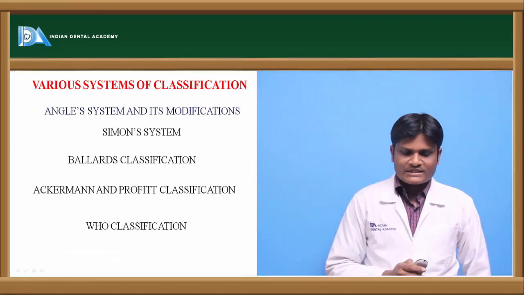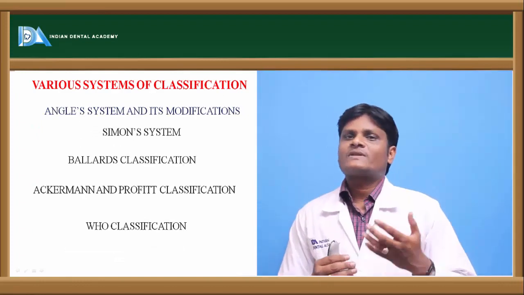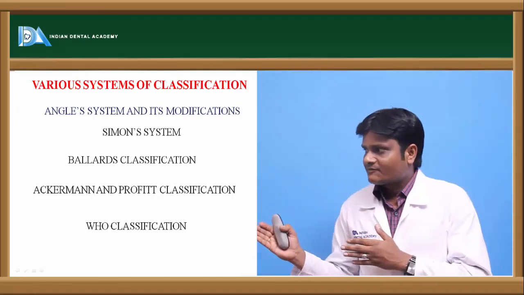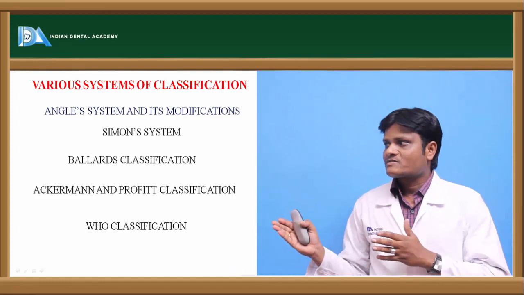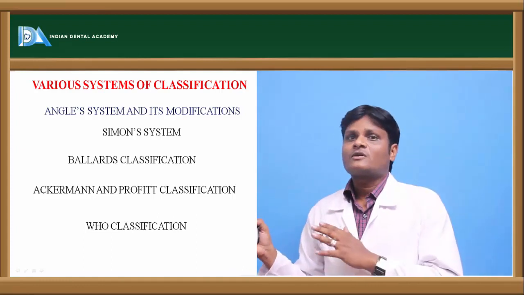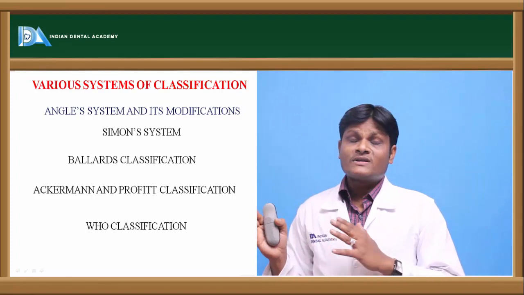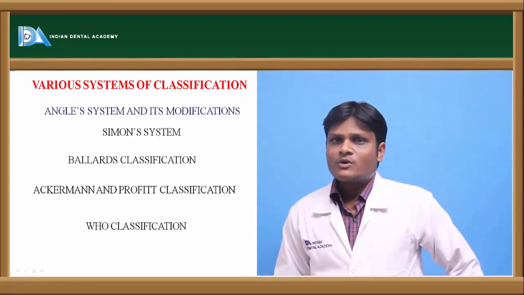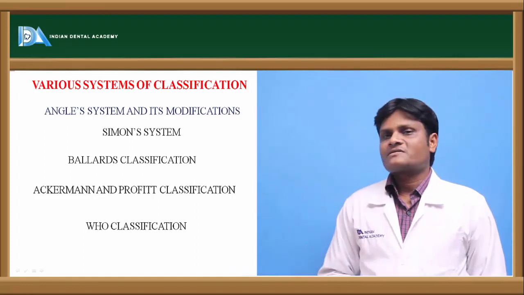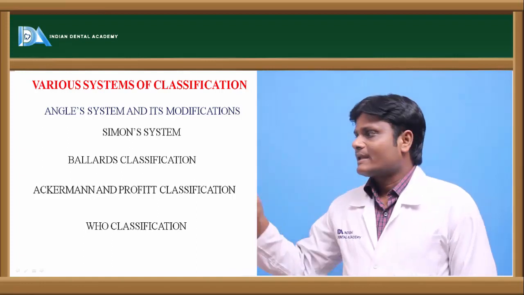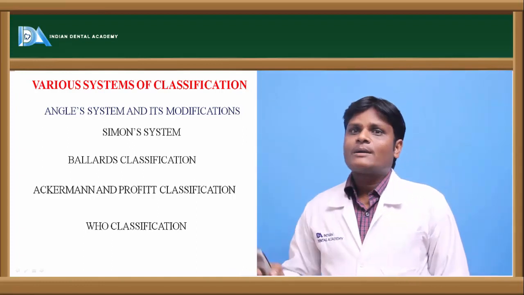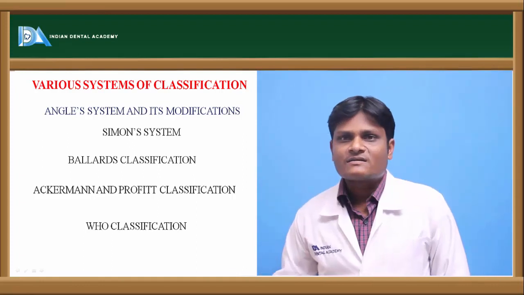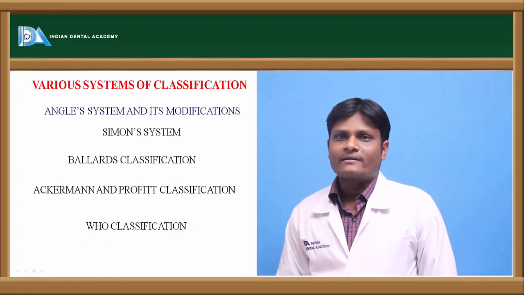Coming to the systems of classification, various systems of the classification of malocclusion are available, but most important among them are Angle's classification system, Simon's system of classification, Ballard's classification system. This is also called as British Standards Institute classification, Ackerman and Proffit classification, and WHO classification. Of these classification systems, the most important ones are the Angle's system of classification and Ackerman and Proffit system of classification. Let us discuss about these classification systems one by one in a detailed manner.